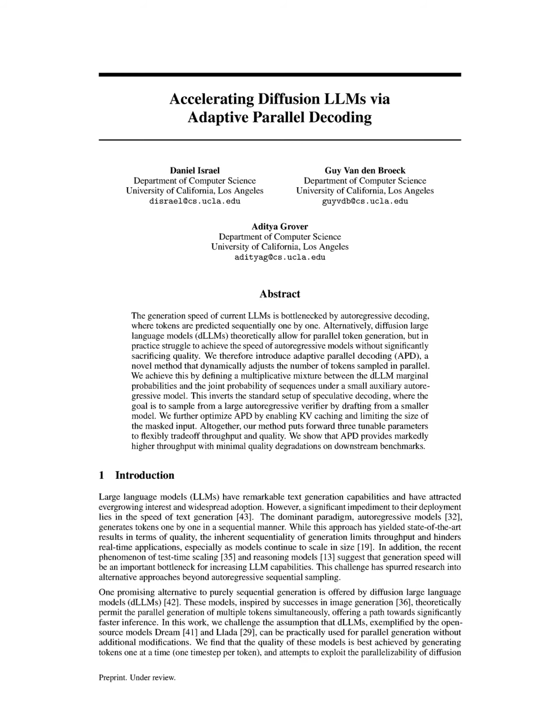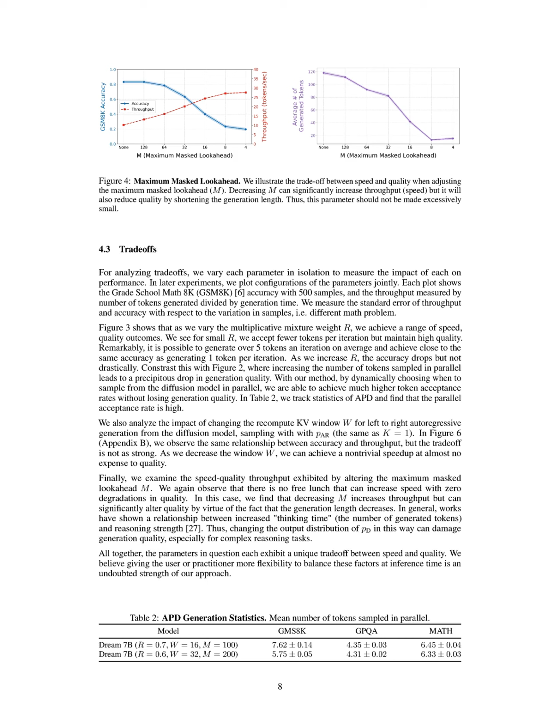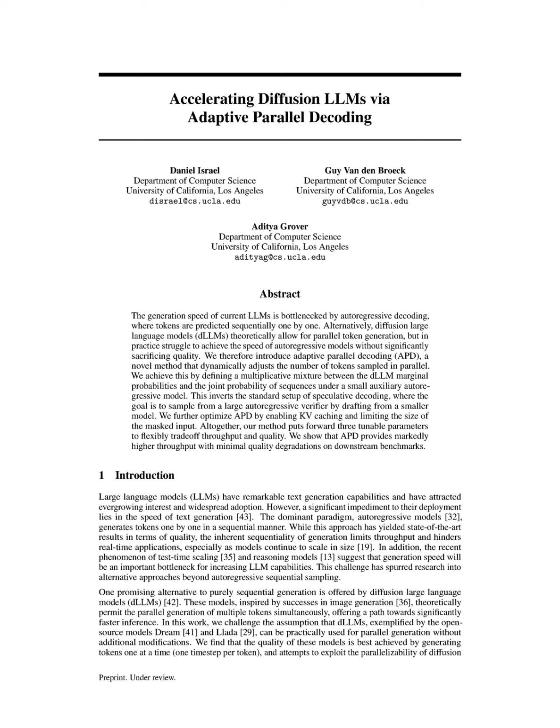Additionally, the trade-offs between speed and quality are inherent. Increasing the multiplicative mixture weight, R, can enhance throughput but may degrade the quality of the generated text. Furthermore, the maximum masked lookahead, M, can significantly alter the output distribution, especially for complex reasoning tasks, which could hinder performance in scenarios requiring high accuracy. Lastly, while APD achieves higher acceptance rates for tokens, it still cannot fully eliminate the quality degradation associated with parallel sampling, which may limit its effectiveness in high-stakes applications where precision is critical.